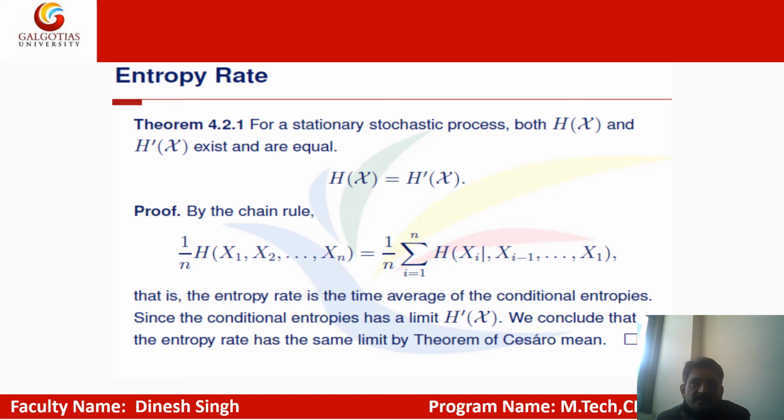For a stationary stochastic process, both H of X and H dash of X exist and are equal. By the chain rule, we can prove that the entropy rate is the time average of the conditional entropies. Since the conditional entropies have a limit H dash of X, we conclude that the entropy rate has the same limit by the theorem of Cesaro.